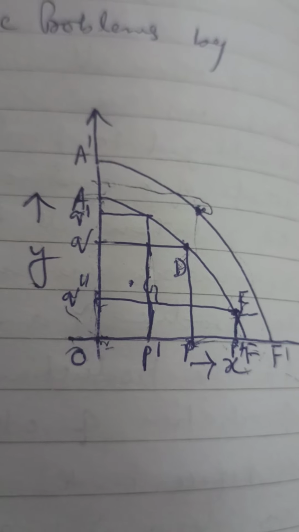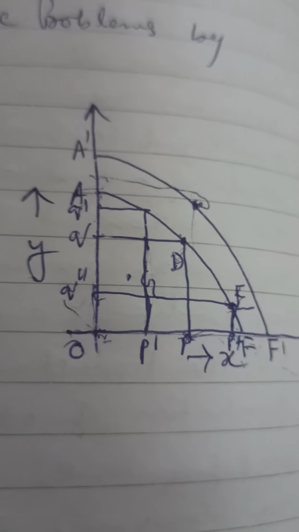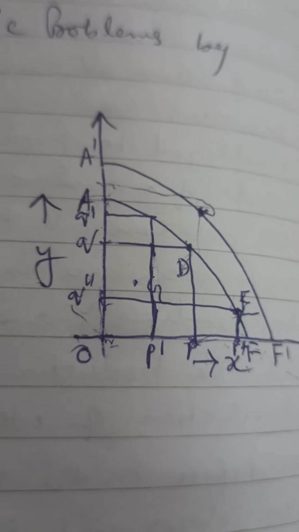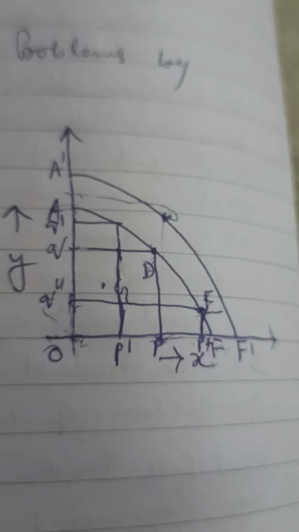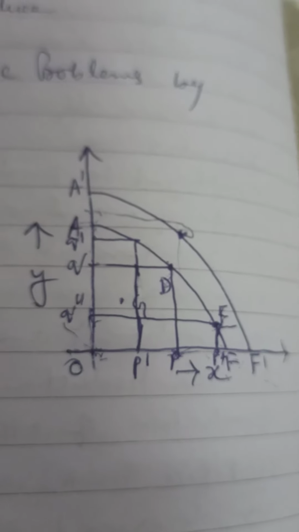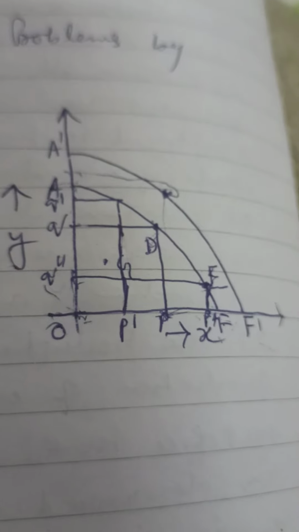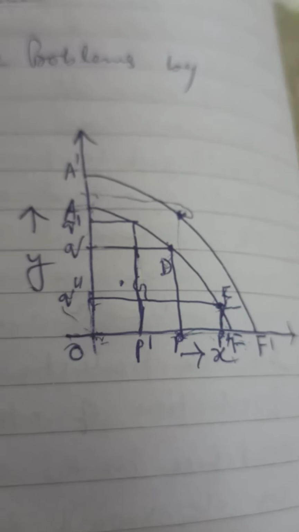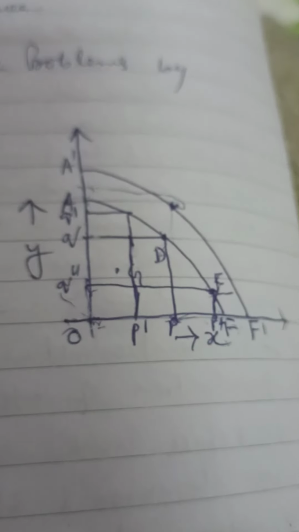The production possibility curve has been drawn concave to the origin. This reflects an important principle of economics, the law of increasing opportunity cost. Tomorrow we will discuss the law of increasing opportunity cost through the production possibility frontier.